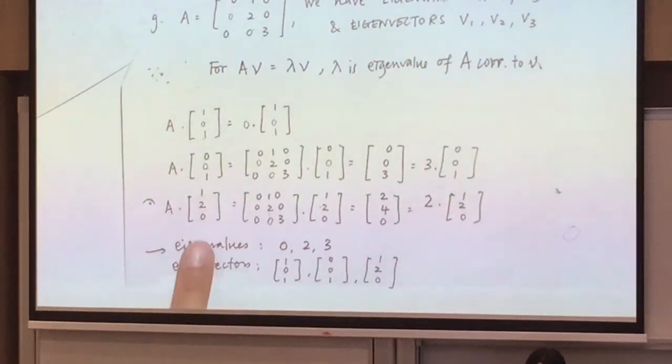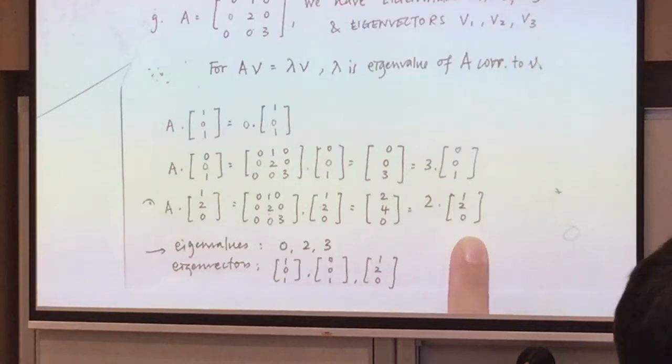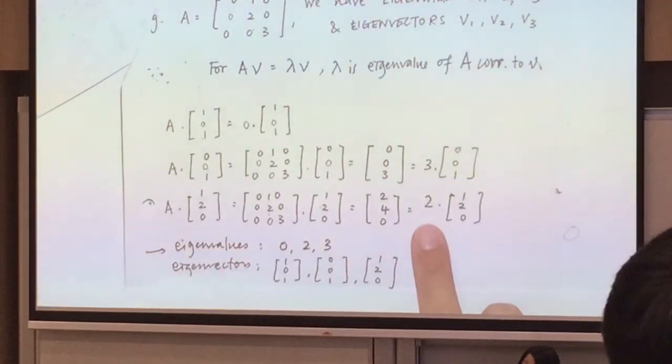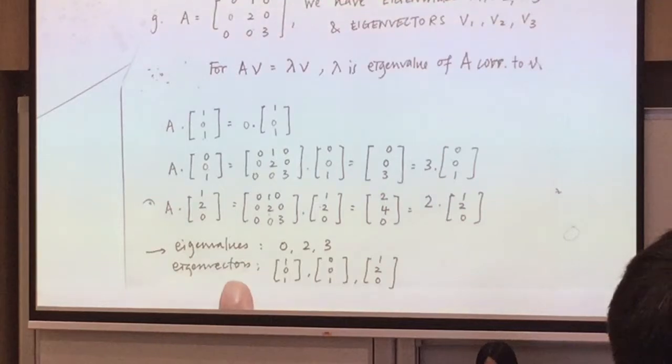Alright? Another eigenvector 1, 2, 0, so we do A dot product 1, 2, 0. You end up with 2, 4, 0, which is 2 times 1, 2, 0. So you know that the eigenvalue, the magnitude in that direction is 2 in the direction of 1, 2, 0. Okay, so the eigenvalues are 0, 2, and 3 with corresponding eigenvectors 1, 0, 1, 0, 0, 1, and 1, 2, 0.